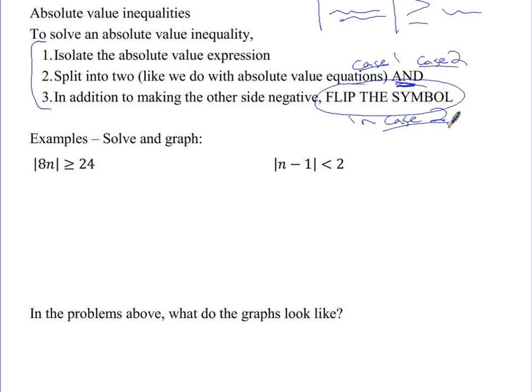So for example, it says solve and graph. The first thing we want to do is check to make sure the absolute value is by itself. Is it? Yep. Yeah, it is. So we can split into case 1 and case 2 right now. Case 1 and case 2. For case 1, we will have exactly what we see. 8n is greater than or equal to 24. Hold on, we're not done. Case 2, the stuff inside the absolute value stays the same. It will be negative 24, and we also have to flip the inequality to less than or equal to.